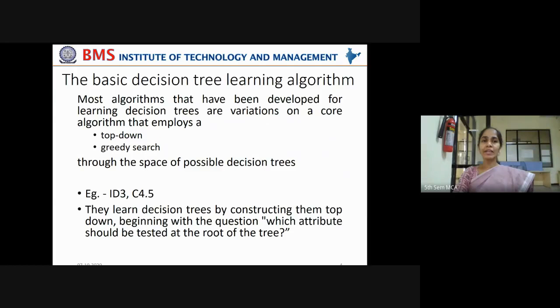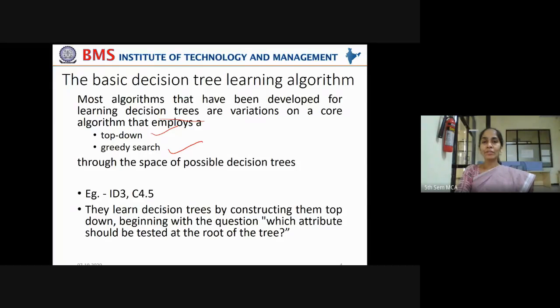Now, the basic decision tree algorithm, let us see how it actually works. What is the basic idea followed by the most fundamental decision tree algorithms? Most algorithms that have been developed for learning decision trees are variations on a core algorithm that employs a top-down approach and greedy search through the space of possible decision trees. Now, when you take your previous chapter, what is in the hypothesis space? You have various hypotheses, the hypotheses which are consistent with the training examples.